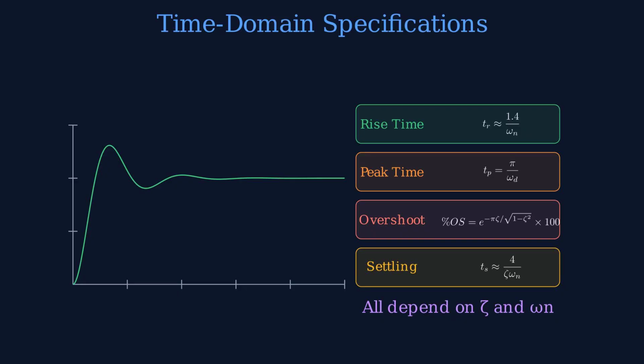In the next lesson, we study steady-state error and how system type determines the error for different input signals.